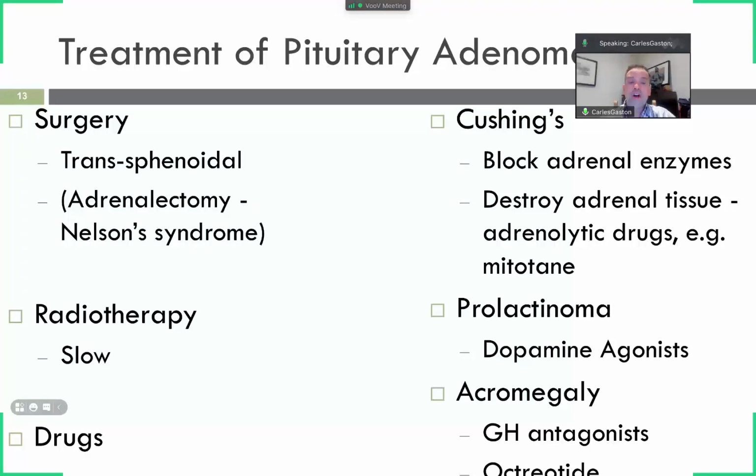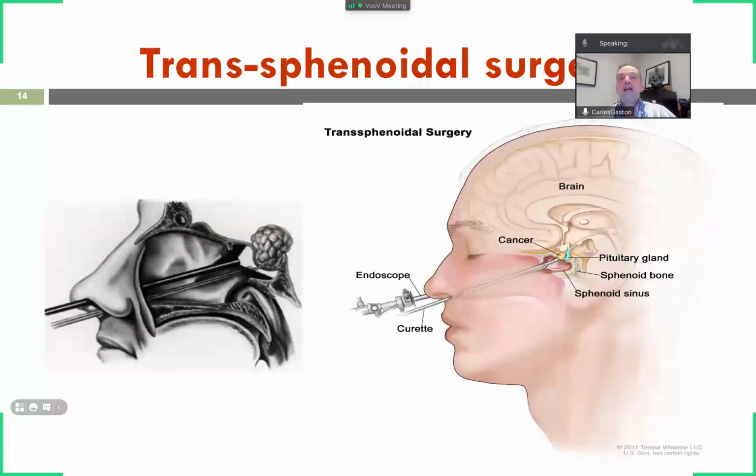In the case of acromegaly, we can use growth hormone antagonists such as octreotide. We will cover this at the end of today's lecture. So here we go, guys. This is the first line of surgery for the pituitary tumors.